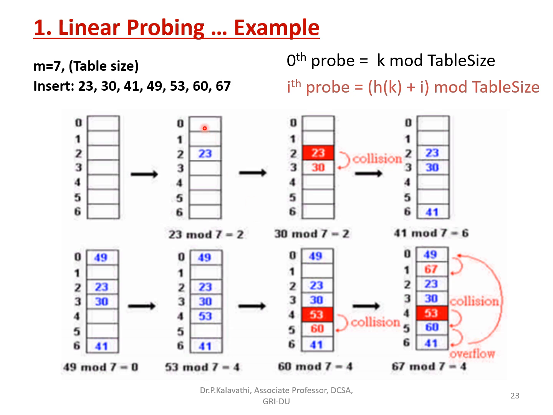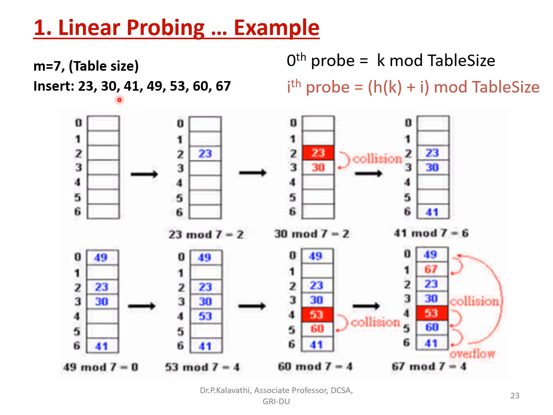Now let us see one example for linear probing. Here the m value is 7, that is the table size. We would like to insert the numbers 23, 30, 41, 49, 53, 60 and 67 in the hash table. This is our hash table. The locations are 0, 1, 2, etc. to 6. Now let us see how to insert the value 23. Our hash function is 23 mod 7, the remainder is 2. Now we can insert 23 in location 2.